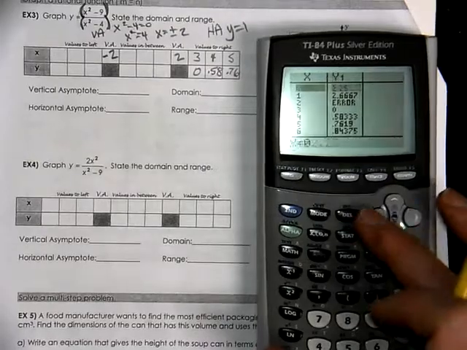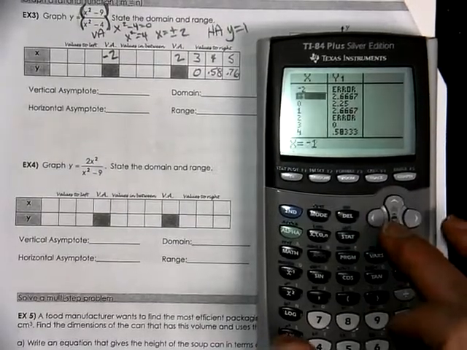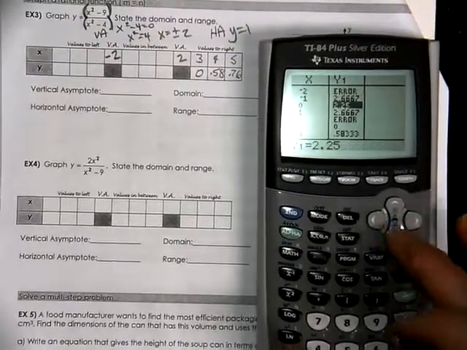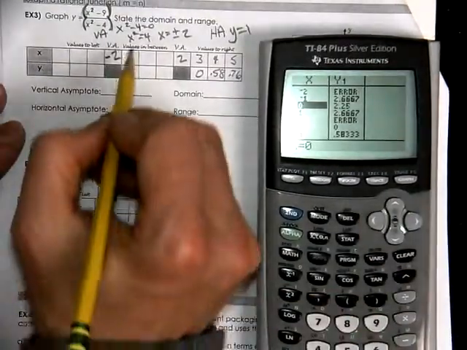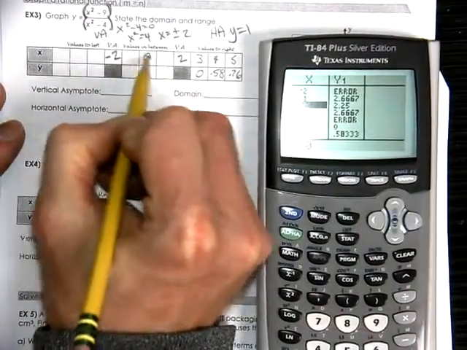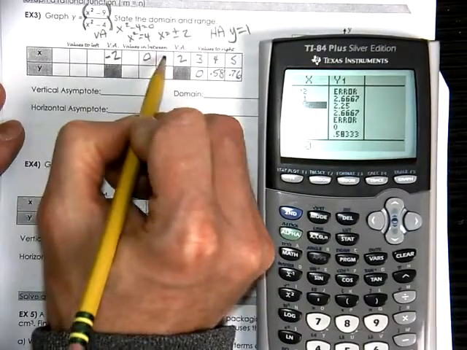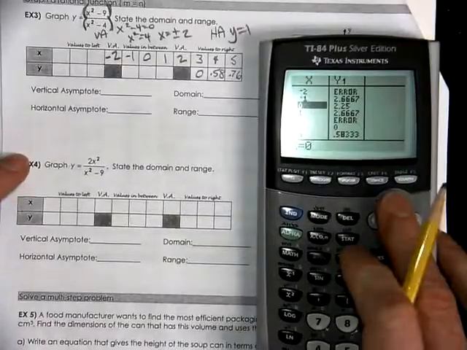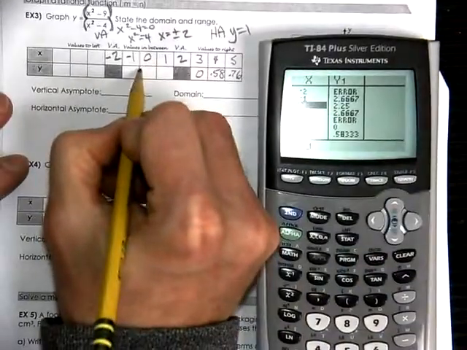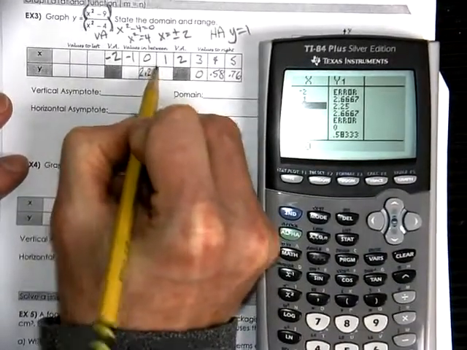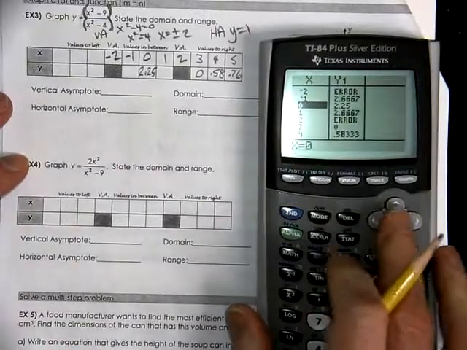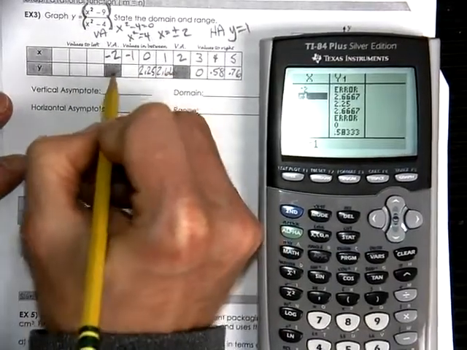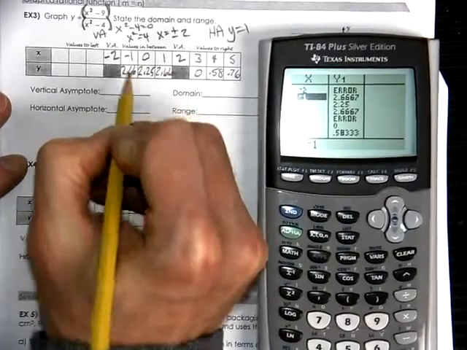Now we're going to look in between the two vertical asymptotes. So in the middle would be 0, that's halfway in between, 1 and -1 on either side. So we're at 2.25 and 2.66.